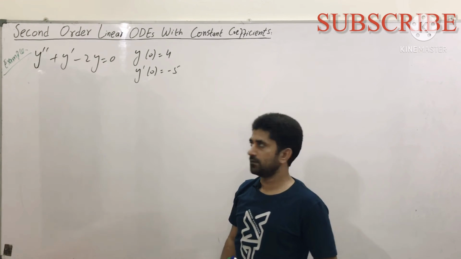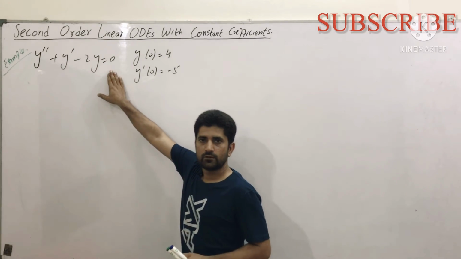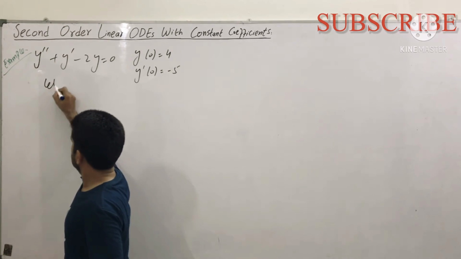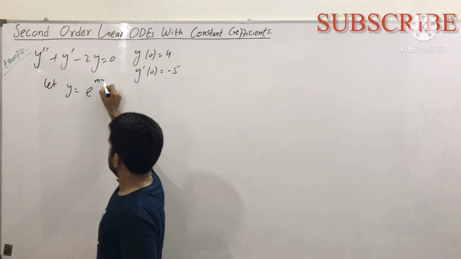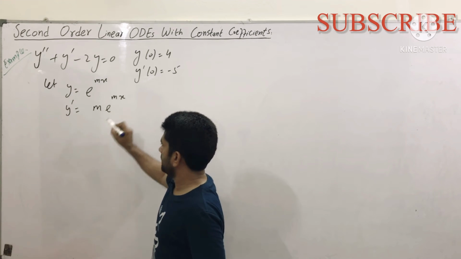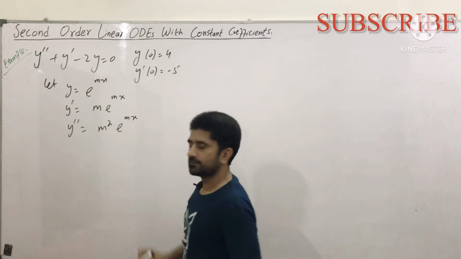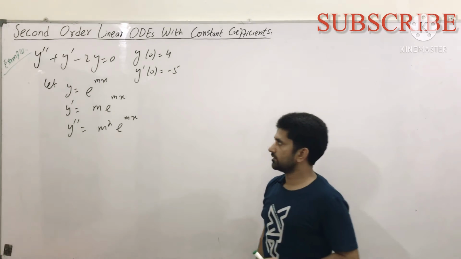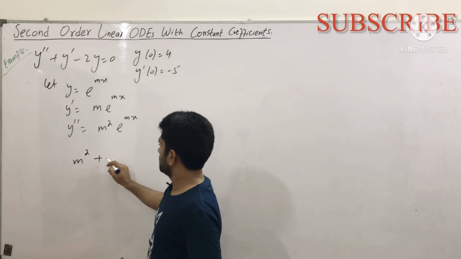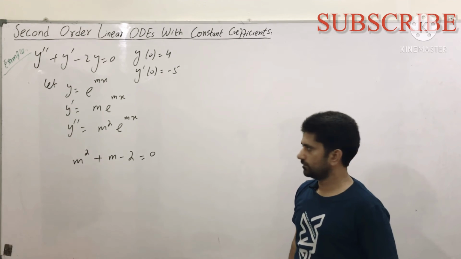Okay, we have one example, y double prime plus y prime minus 2y equals 0 with some conditions. Let the solution have the form y equals e to the mx, then y prime would be m e to the mx, and the double derivative would be m square e to the mx. Then the characteristic equation of this will become m square plus m minus 2 equals 0. We are going to find the roots.